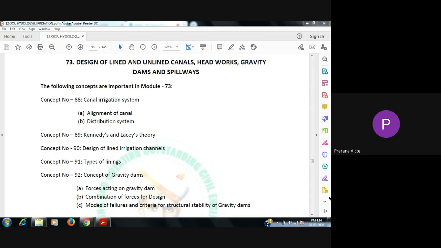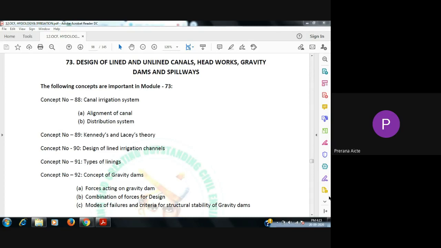Then discharge to aquifers, confined or unconfined. So two formulae, Dupuit's equation. That is important. The coefficient of permeability also comes into the picture. Then the coefficient of transmissibility is a product of the coefficient of permeability and the thickness of the aquifer. So that is important.